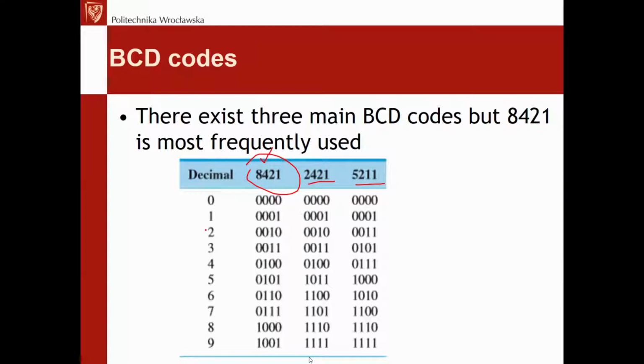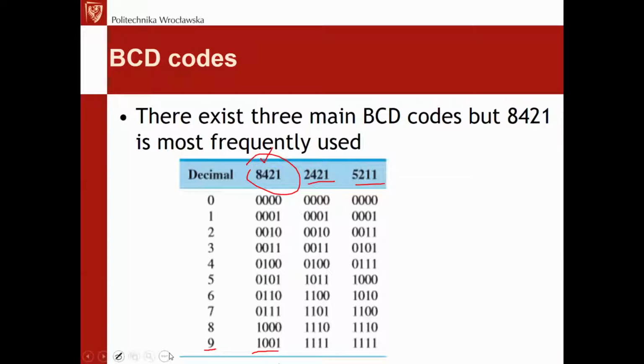Mind that in this BCD coding, the difference is that we have no A, B, C, D, E, and F like we have in hexadecimal coding. So the options of 1010, 1011, 1100 and so on.